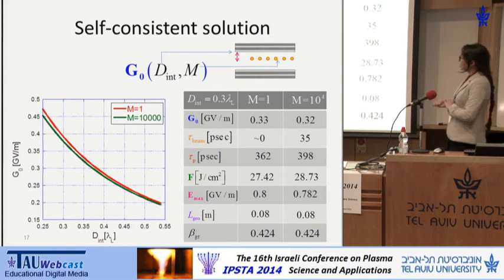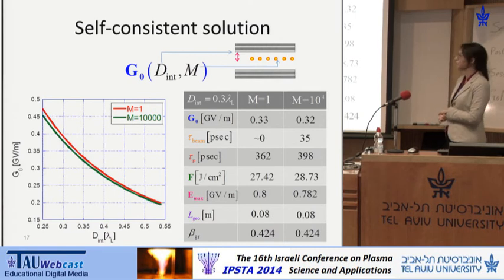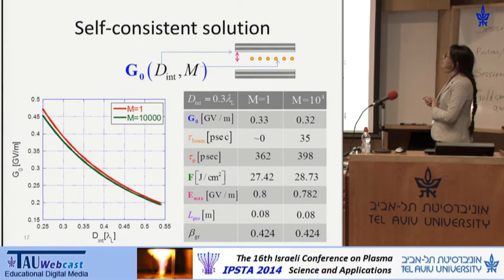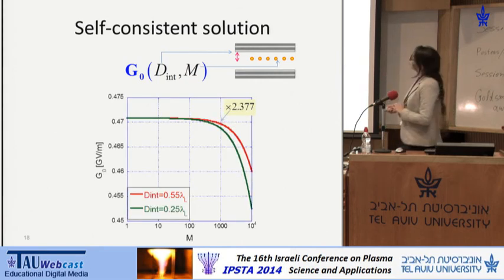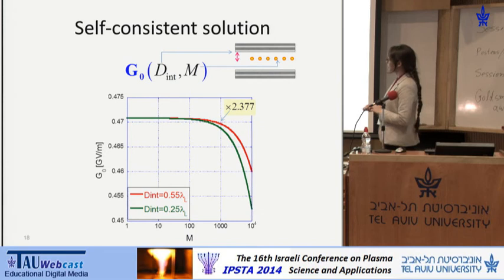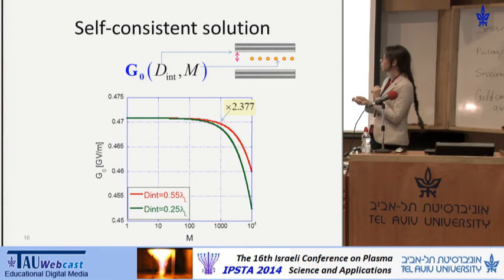If we compare the typical values of all the parameters we formulated before, we see that there is not much difference in the gradient value between a single bunch and m equals 10,000. To illustrate this point, we have our second graph, where you can see the gradient depends on the number of microbunches for a quarter wavelength and for a 0.55 laser wavelength. The red line was multiplied by this factor such that both curves coincide at m equals 1.